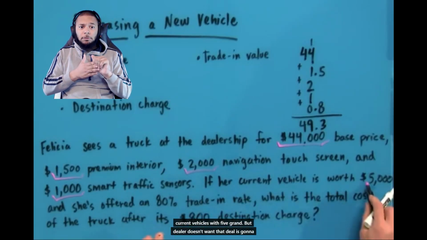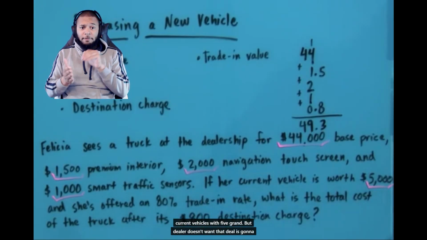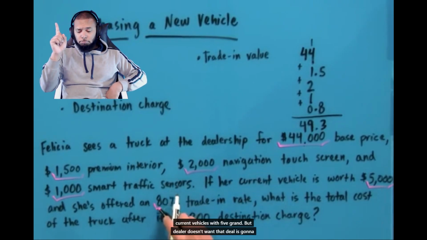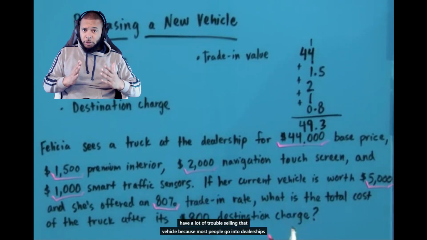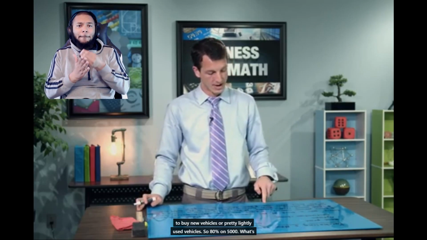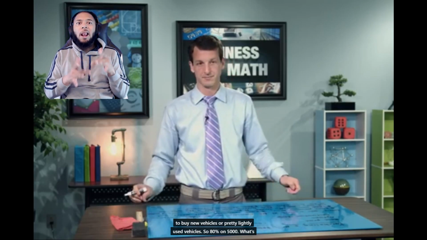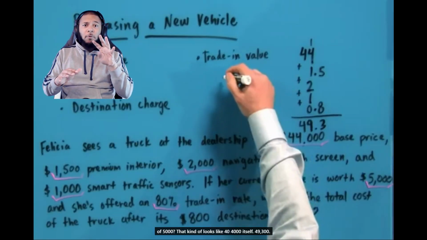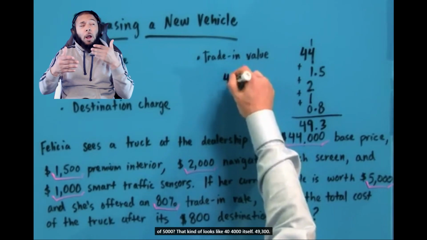Her current vehicle is worth $5,000, but the dealer doesn't want that. Dealer's going to have a lot of trouble selling that vehicle because most people go into dealerships to buy new vehicles or pretty lightly used vehicles. So 80% on 5,000. What's a way to do that? Well, I know 8 times 5 is 40. So what is most of 5,000 that kind of looks like 40? 4,000.